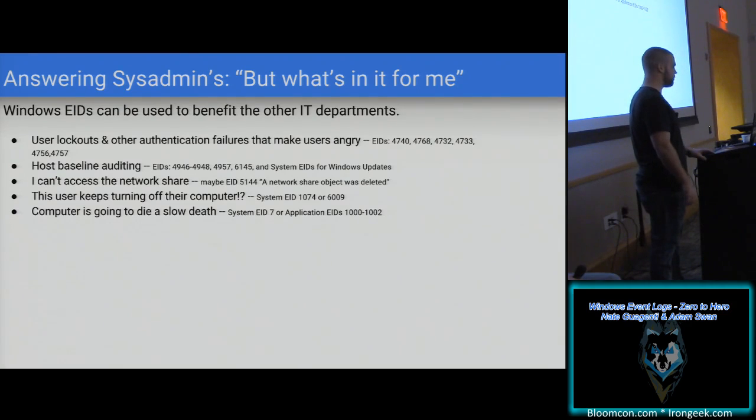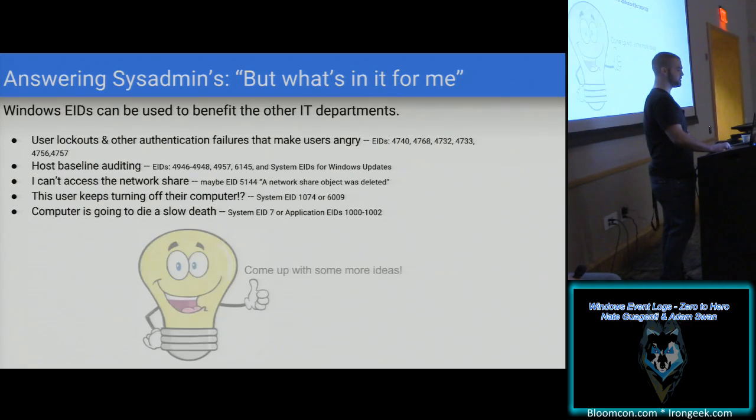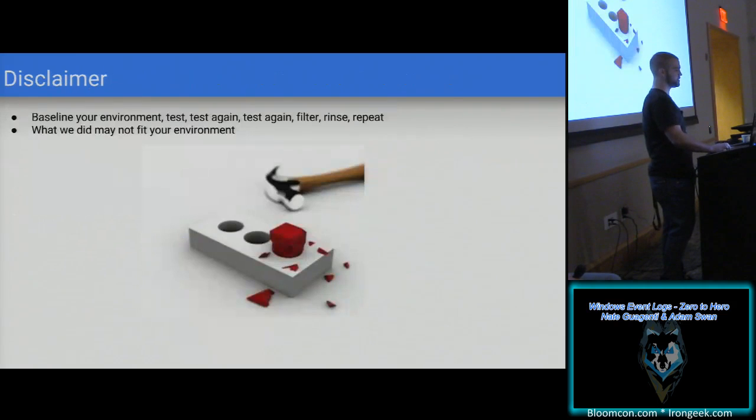Maybe somebody deleted a network share, which is why they can't access it. I'm able to tell some of the admins, hey, this computer is going to die, it's throwing errors left and right. And one of my funny ones is when people constantly turn off computers. But come up with some of your own ideas. We haven't scratched the surface, and I'll probably say that another 3 times.